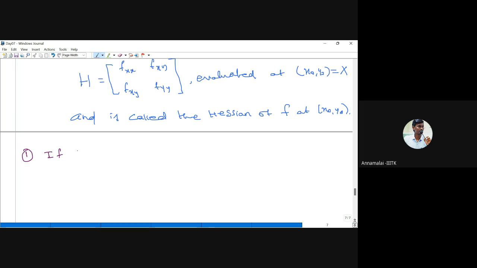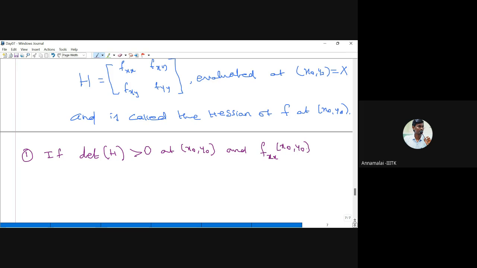First, if you look at the determinant of the Hessian matrix H, after substituting x naught, y naught, all the entries of the matrix are constant. Therefore, we can find the determinant. It's a real number. So suppose the determinant is positive at a point x naught comma y naught, and the second derivative of f with respect to x, that is fxx at the point x naught comma y naught.